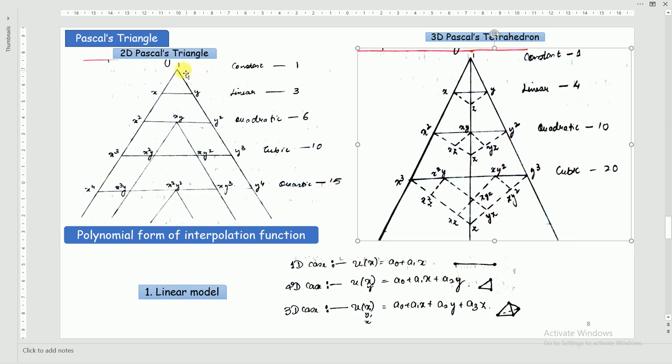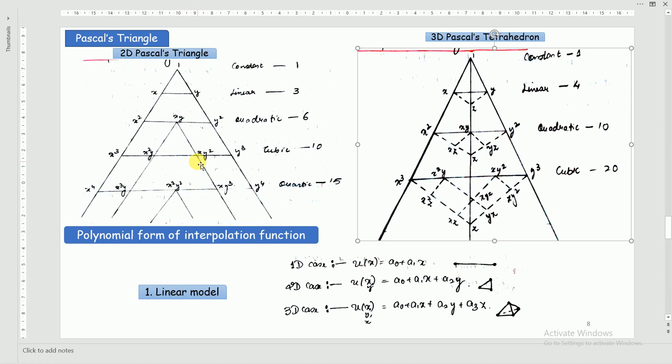Now you can see here, if it is constant, you have one term. If it is a linear 2D element, you have three terms, 1, 2 and 3. There are three nodes, so you have three terms. Again, if it is quadratic, you have six terms, 1, 2, 3, and there are mid nodes. If you consider it as quadratic, these are your corner nodes and these are your mid nodes. That's why there are six terms. Same again, this is your main triangle with respect to cubic, and these are the nodes in between. On this line there are two nodes in between, on this line two nodes, and on this line two nodes, like that.